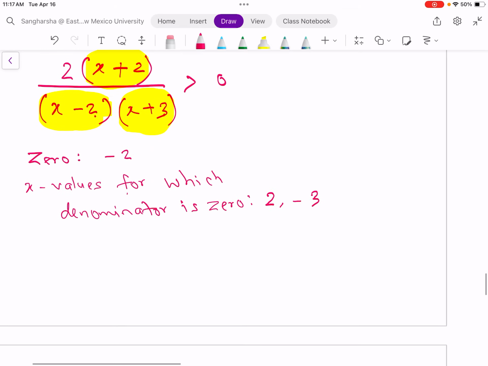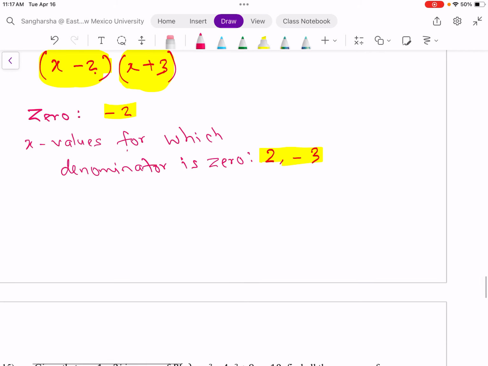Now we use these three numbers to divide our number line into intervals. So we have a number line here from negative infinity to positive infinity. So we have negative 2 on the left, negative 2.